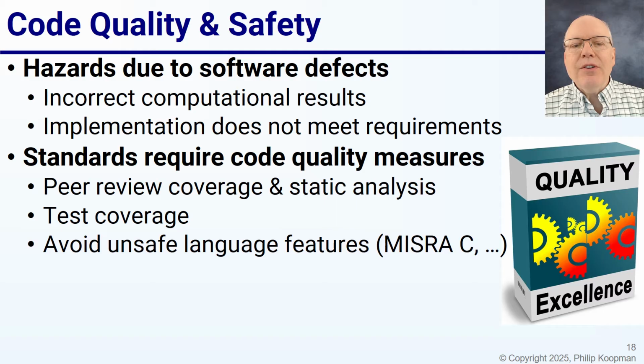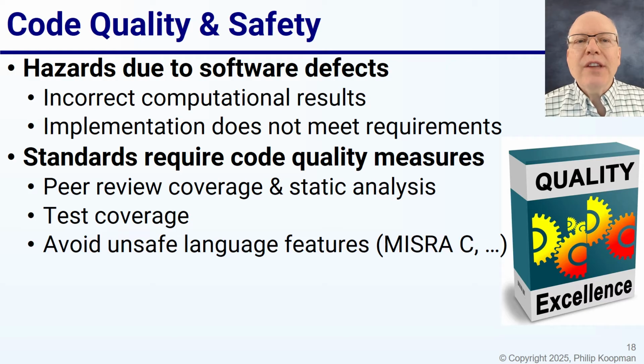And the standards require code quality measures. Their countermeasure for hazards due to software defects is they require things like peer review and static analysis and test coverage and avoiding unsafe language features. So MISRA C, for those of you who have heard of it, that's where this comes in. MISRA C doesn't make you safe. It's a particular subset of the C programming language to avoid all the scary or ill-defined parts of the language.